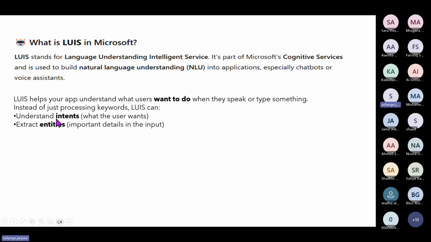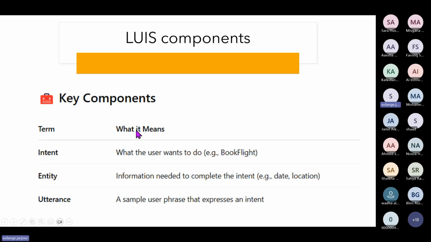So first of all, it will try to understand the intent, what the user wants, and then it will try to extract the entities or the important details in a sentence. Now, they will ask you a lot of questions on these three terms. So make sure you understand the definition of each term.